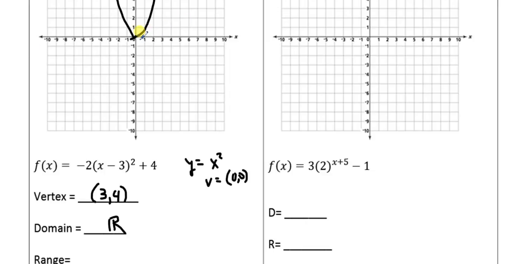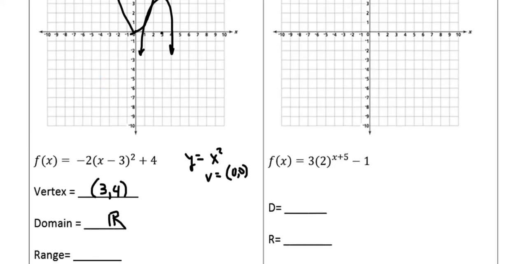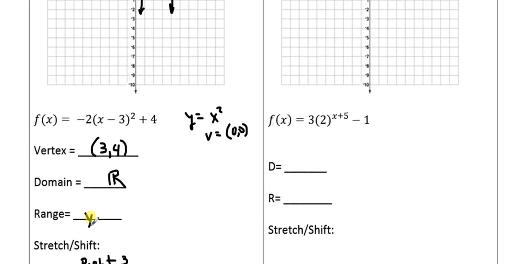So we're going to go over 3, and then we're going to flip over the x-axis, which doesn't do anything when we're sitting right here at 3, 0. The graph is going to flip, so it is going to go down instead of up, but then we're going to go up 4. 1, 2, 3, 4. And it's going to go down a little bit steeper. So our range is going to be y is less than or equal to 4. It's always going to be below or above the vertex point for the y point.